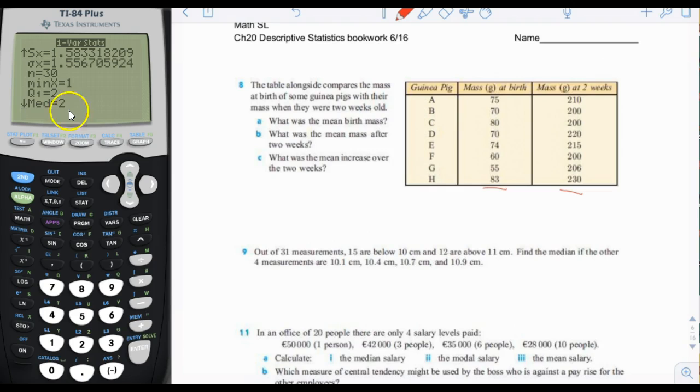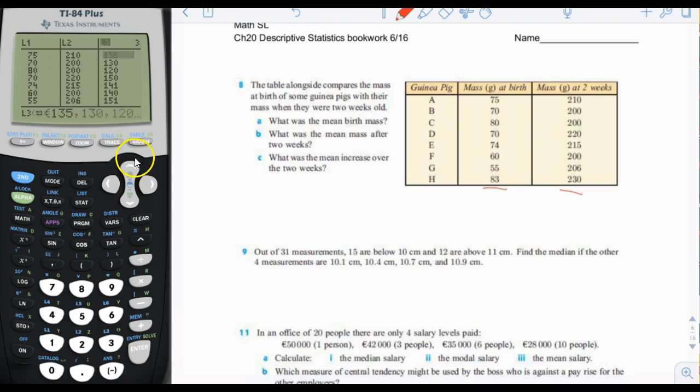Okay, so we're going to do stat, edit, and we're going to put in this data in here. We're going to put this data, and we're going to put this data, and then we're going to end up kind of doing it separately. So what I did was I put the first column here in L1, I put the second column here in L2, and then in L3 they asked for what's the mean increase over the 2 weeks.